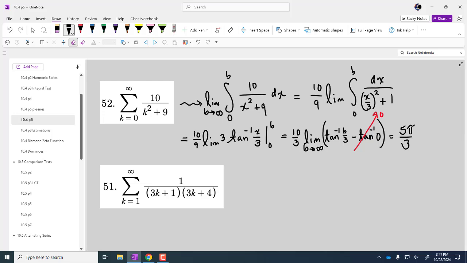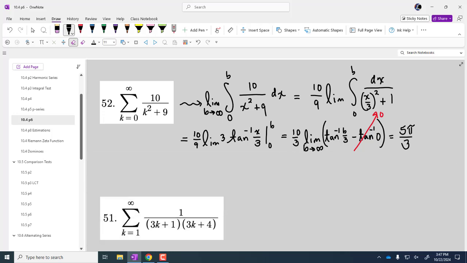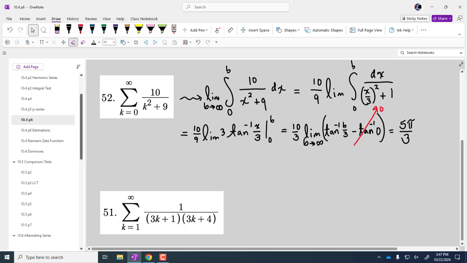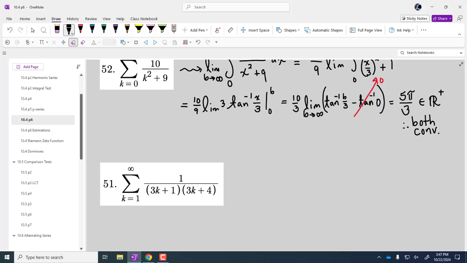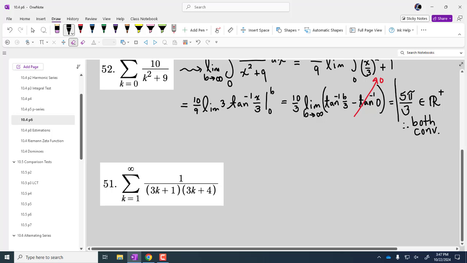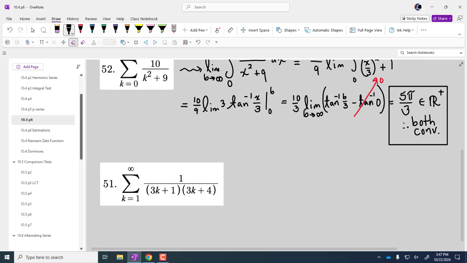Now we have to remember our conclusion. This is a positive real. Therefore, both converge. So both the improper integral and the infinite series, they both converge. Any issues? Any issues?